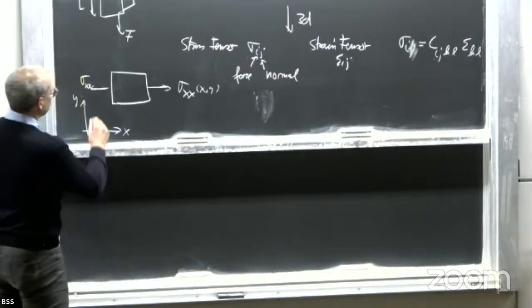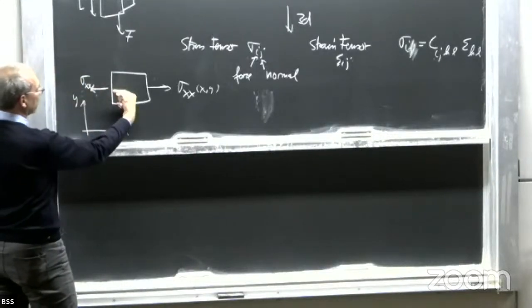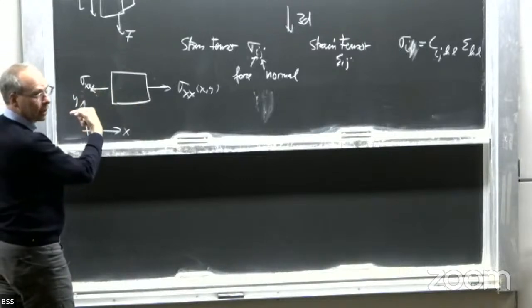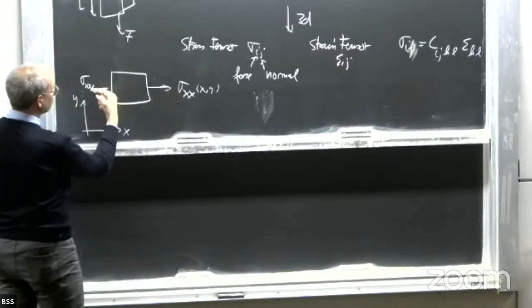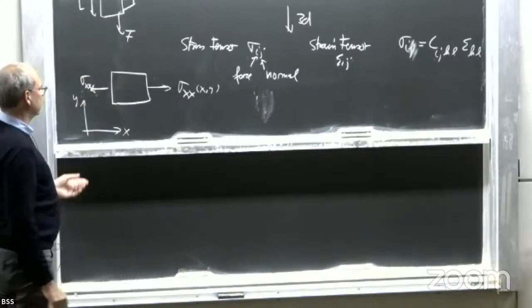And importantly, we always define stresses to be positive if they are actually in the direction of the normal. Because the normal has changed its direction and we want a positive number, the force has to be also in the other direction, okay?